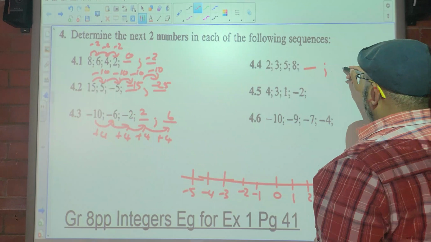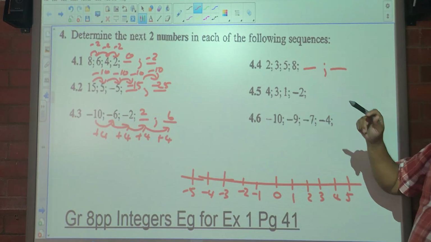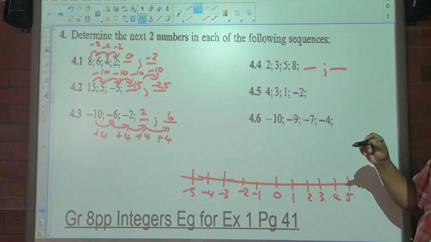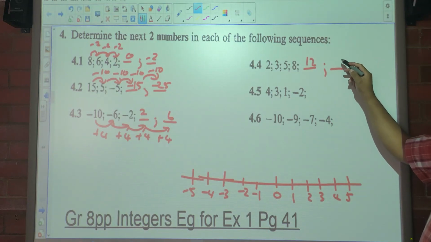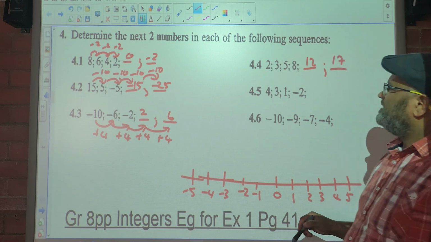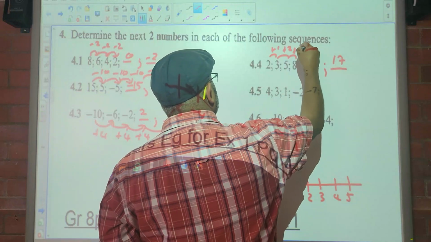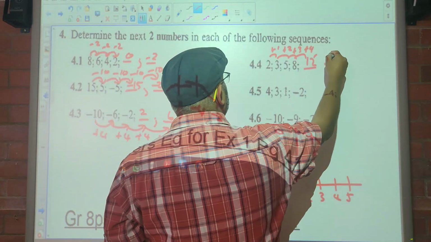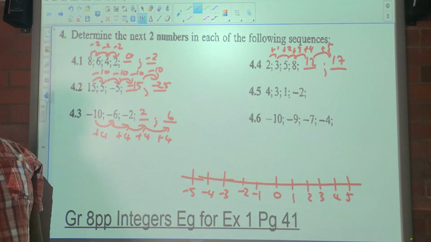Let's look at 4.4. You got 2, 3, 5, 8. What's the next number? 12 and? Sorry? 17. Okay, how do you get 17? I'm adding 1, then 2, then 3, then 4, then 5. Not so, you all agree with that? But some people saying other values.